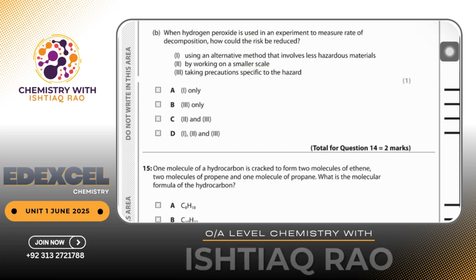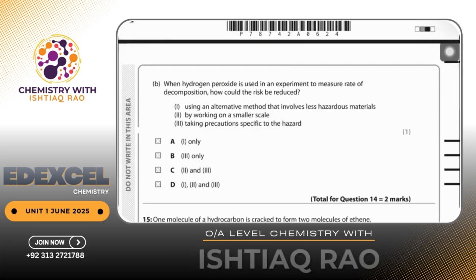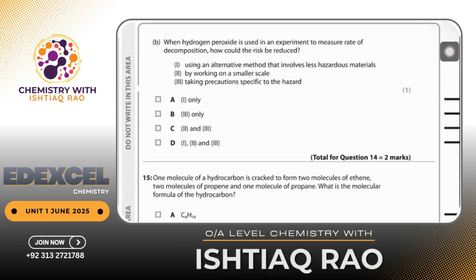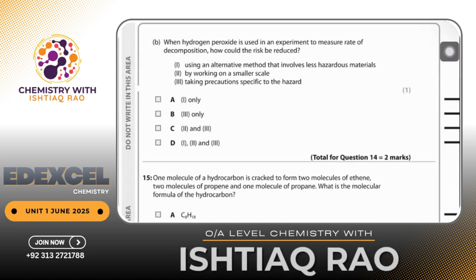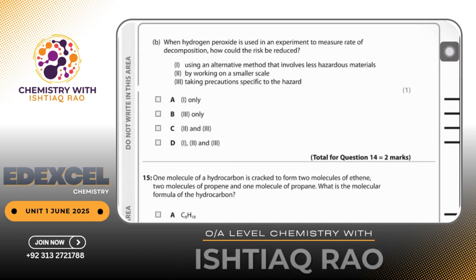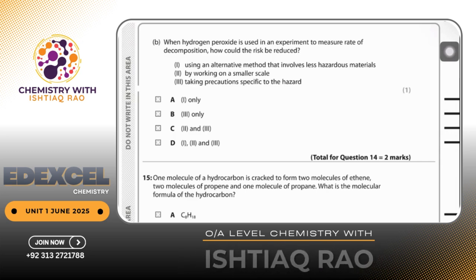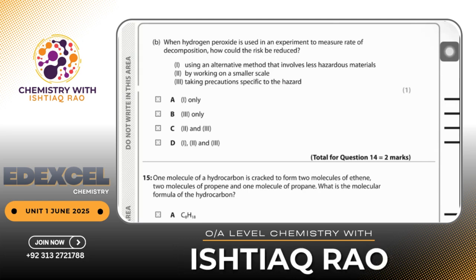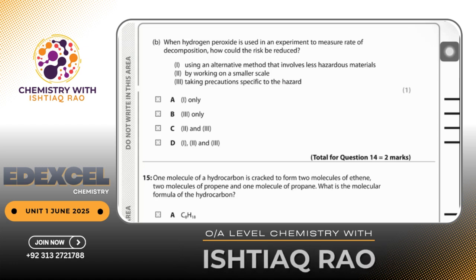They have told you about the hydrogen peroxide. What are the possible risks after using hydrogen peroxide? So you can work on a smaller scale, of course. When you are working on a smaller scale, you will have a lesser point of contact with hydrogen peroxide. And then you can take precautions before doing an experiment.